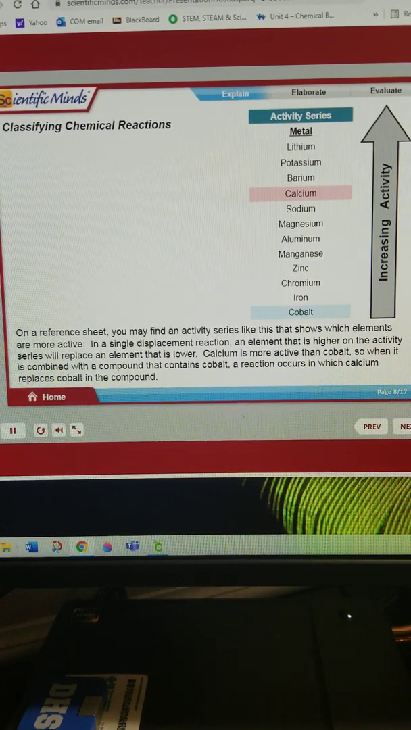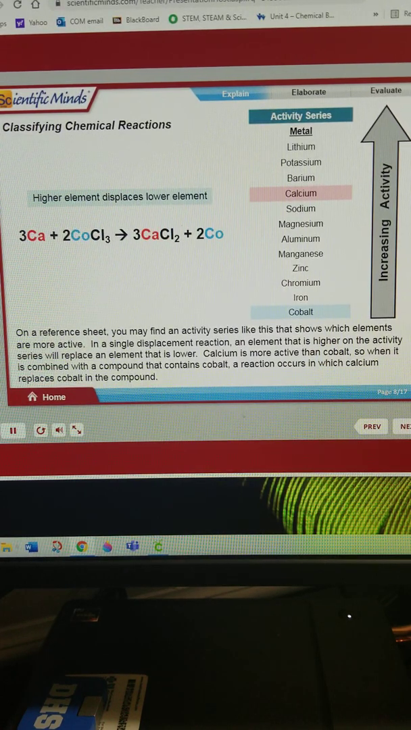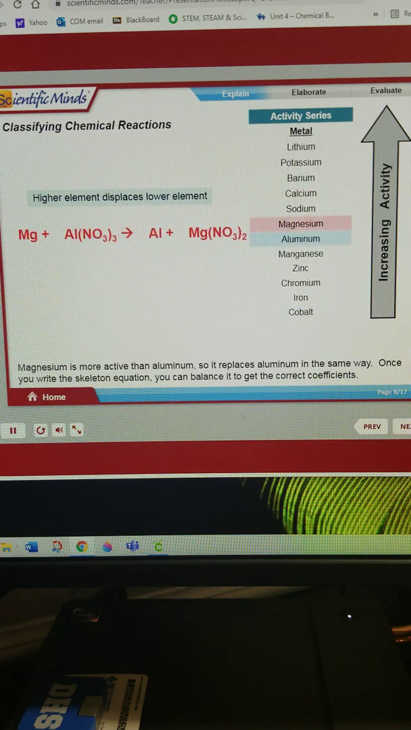On a reference sheet, you may find an activity series like this that shows which elements are more active. In a single displacement reaction, an element that is higher on the activity series will replace an element that is lower. Calcium is more active than cobalt, so when it is combined with a compound that contains cobalt, a reaction occurs in which calcium replaces cobalt in the compound. Magnesium is more active than aluminum, so it replaces aluminum in the same way. Once you write the skeleton equation, you can balance it to get the correct coefficients.